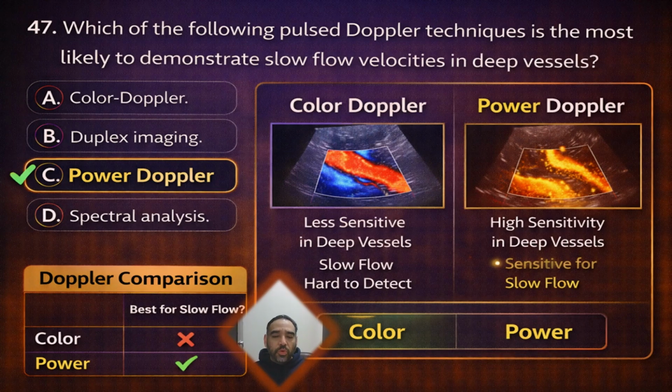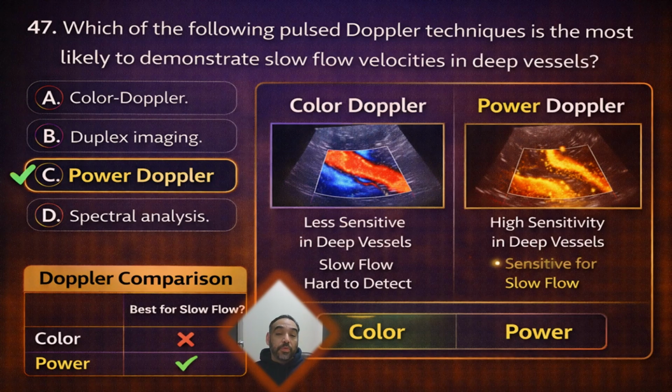And it says, which of the following pulse Doppler techniques is the most likely to demonstrate slow flow velocities in deep vessels? Answer A is color Doppler, B is duplex imaging, C is power Doppler, and D is spectral analysis. And so you can see the answer being highlighted there.